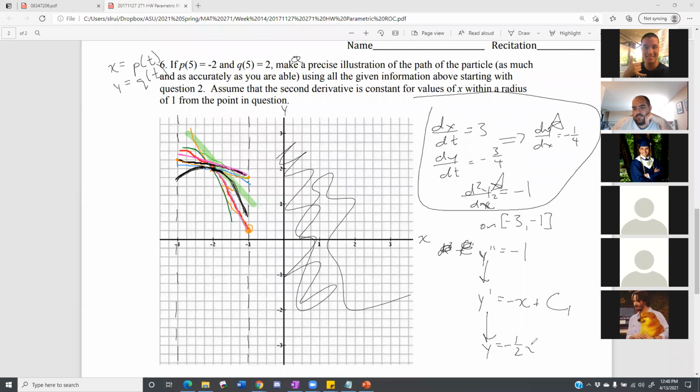-1/2 x squared, plus a constant x and a constant. Is this a parabola? Yeah. Yep, absolutely.